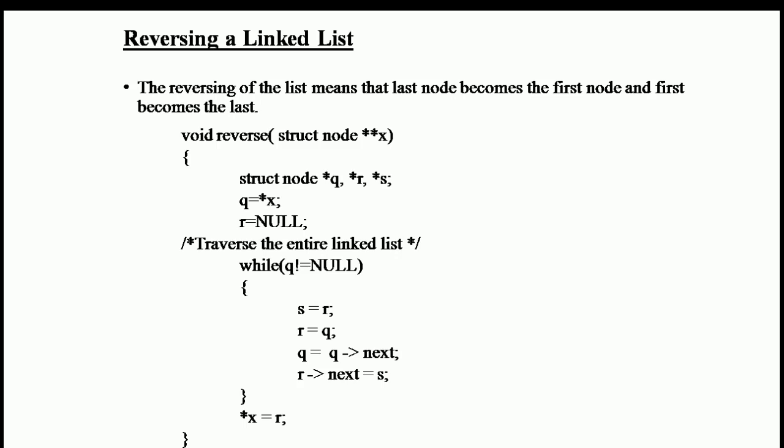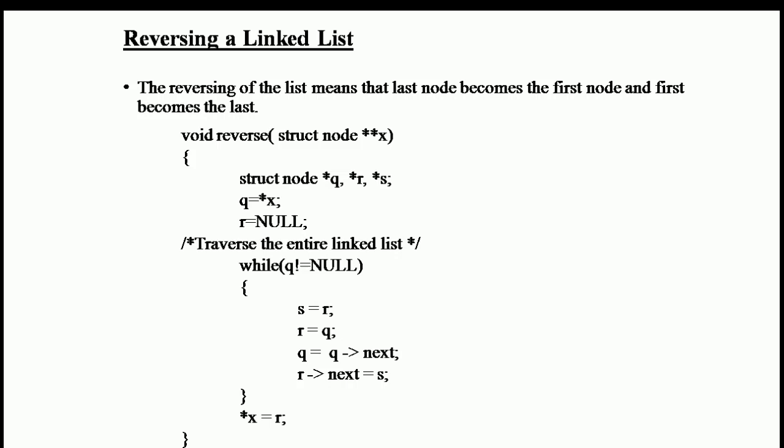Okay, here we try traversing that linked list. Void reverse struct node star x. Curly braces started, struct node star q comma star r comma star s. q equal to star x, that is capital X, r equal to null with semicolon. Traverse the entire linked list. This is the comment. While q not equal to null.